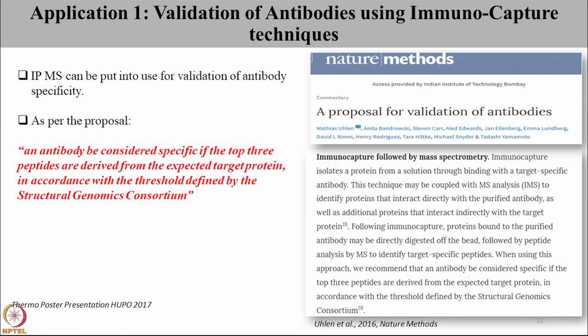In this proposal for validation of antibodies, Matthias Uhlén's group has proposed that immunocapture followed by mass spectrometry is a very nice way to know whether your antibody is specific or not. If your antibody is very specific to your target, and you bind it to a bead conjugate and do an immunocapture, it should bind only to the protein of your interest. If you follow the whole IP protocol, what you should get is only your protein of interest and maybe a few interacting partners, right? So they have devised this statement: an antibody can be considered specific if the top 3 peptides are derived from the expected target protein.